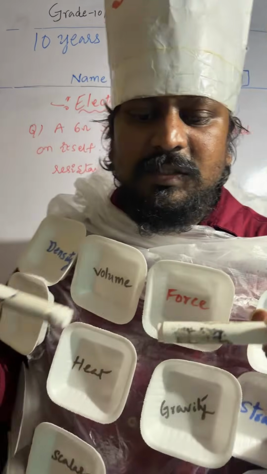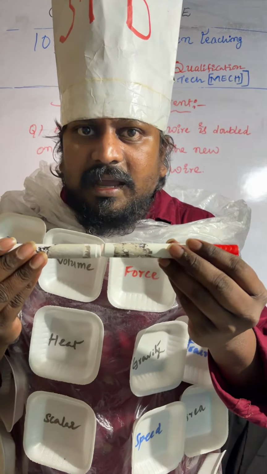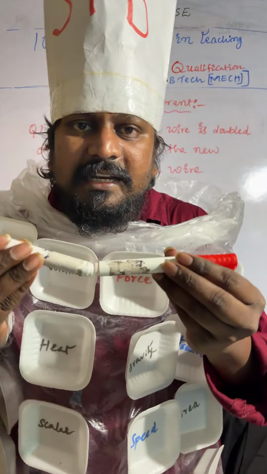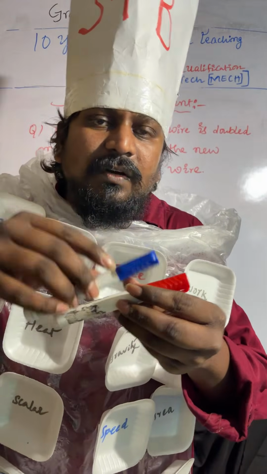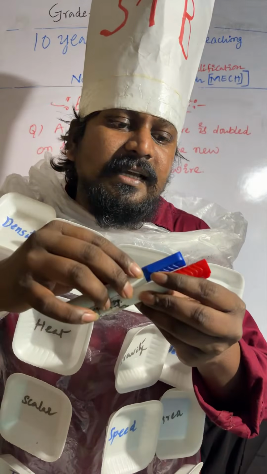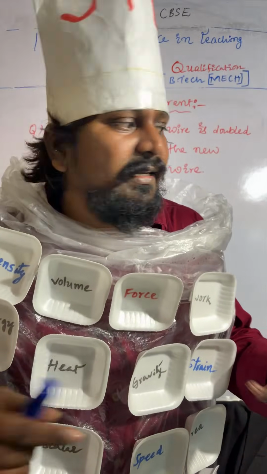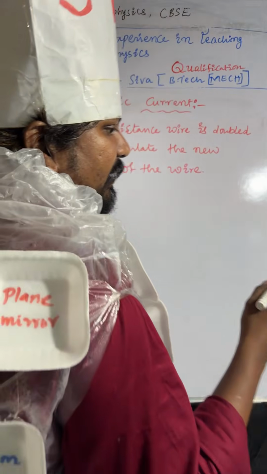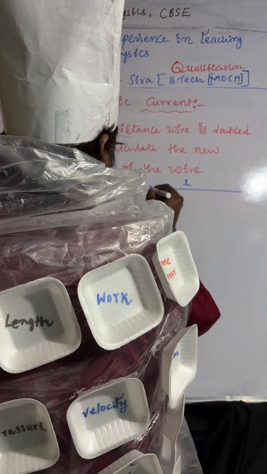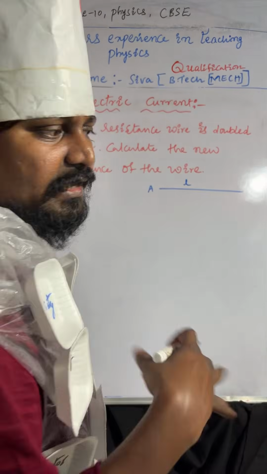So here you can see, this is the length of the wire. Normally this is the length of the wire. When it is folded, doubled on itself, the length is decreasing by half and area is increasing. Understood or not? So initial length is L, initial area of the cross section is A.